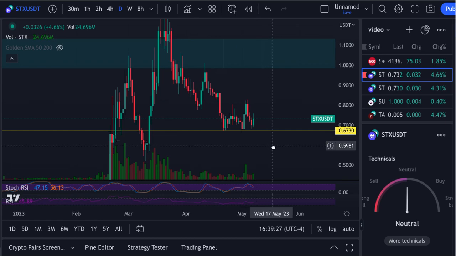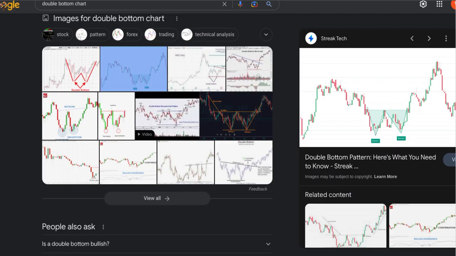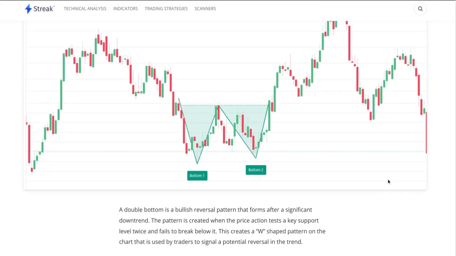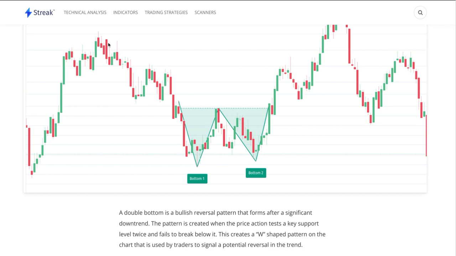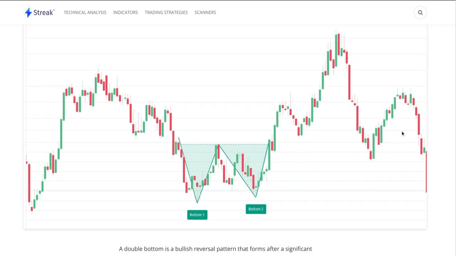Okay, and I want to show you guys a double bottom pattern, because right there is what a double bottom looks like. It occurs after a long downtrend where you find support at two areas and you fail to break through it. And then that is the reversal after that, which usually comes in.